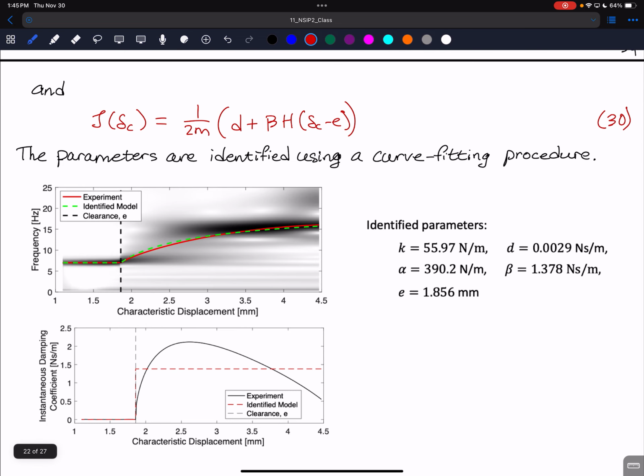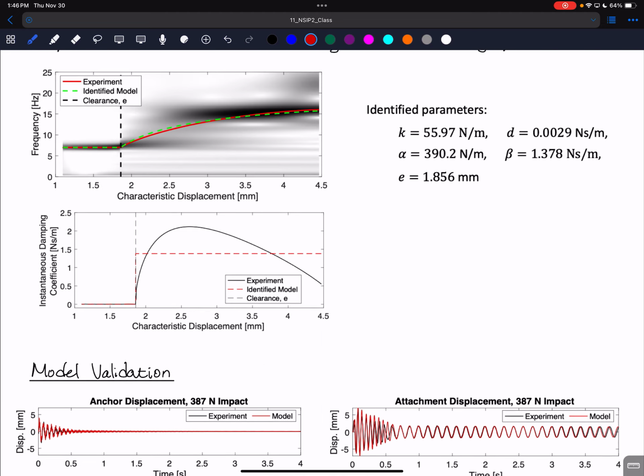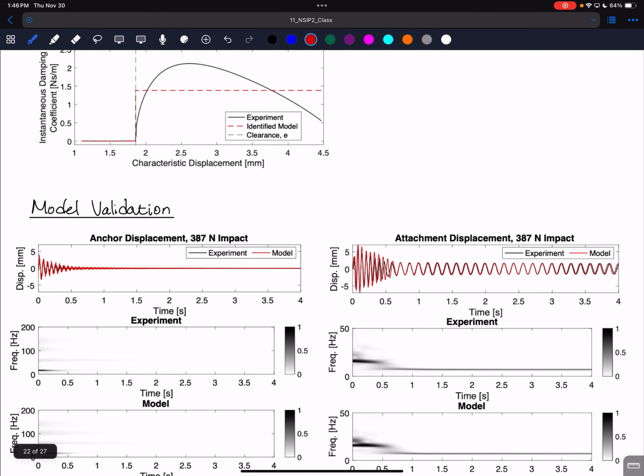Okay, with this model shown, you can then go and identify the parameters doing a curve fitting. That's what we did here. The damping model is just two linear viscous dampers, so of course you're going to get as best as you can for that model shown there. The parameters are shown to the right, and then down here I'll show the model validation.